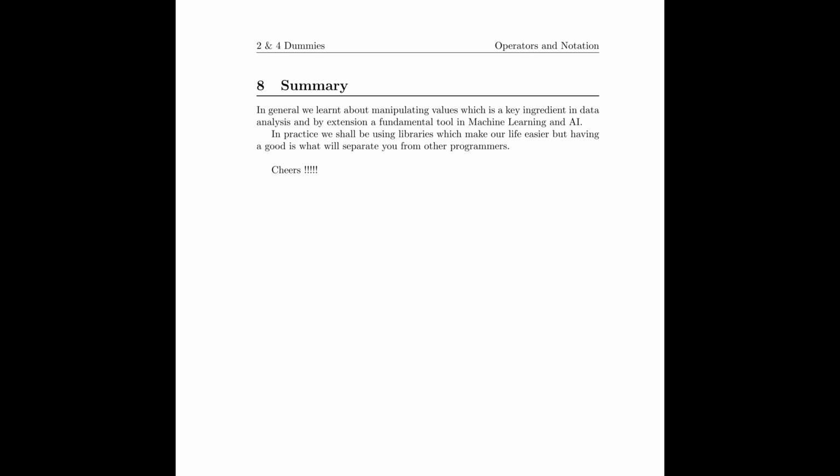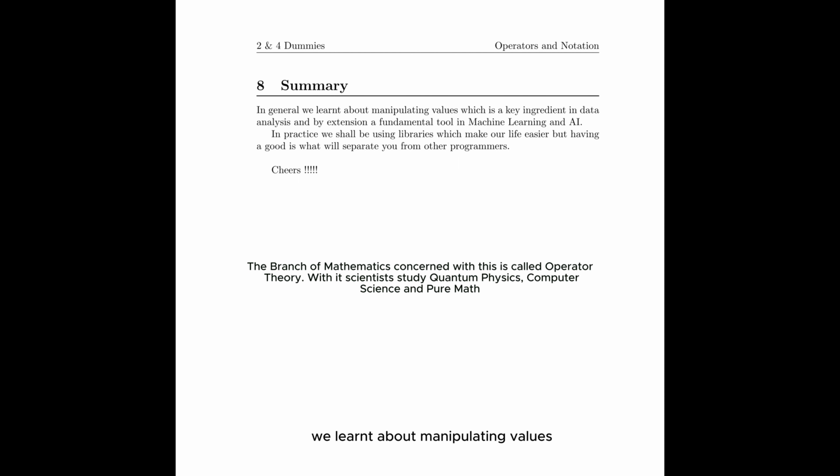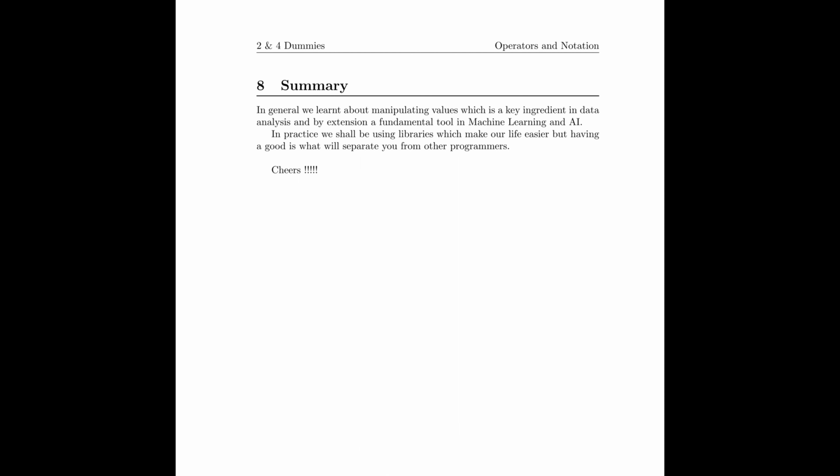So in general, for today's lesson we learned about manipulating values, and this being one of the fundamental concepts of data analysis, it is very important that you understand what is happening behind the hood, so that you get a very good foundation on manipulating variables, and this will come in very handy when you become a data scientist or an AI programmer.